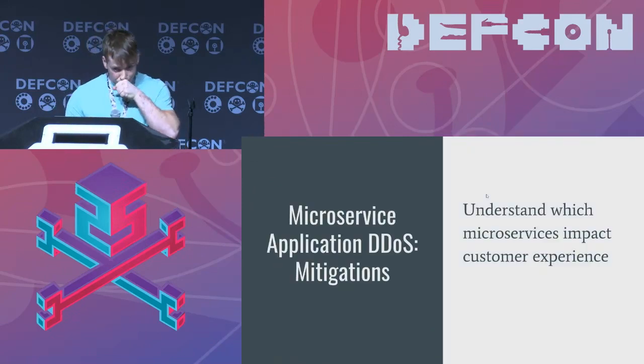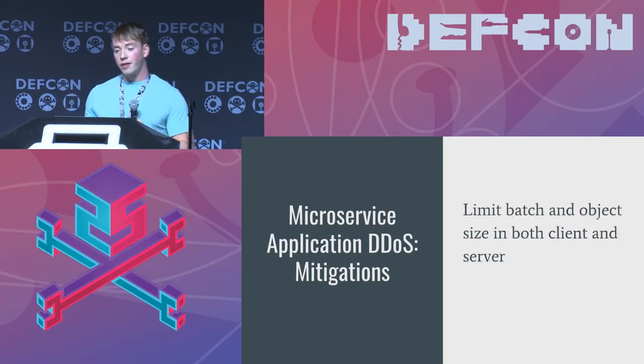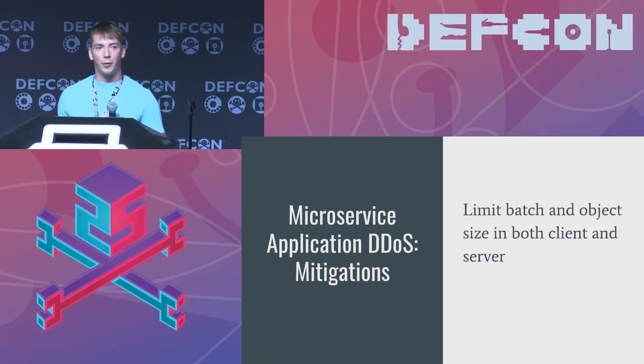So how do you defend against this and mitigate it? I think the first and most important step is really to understand what microservices impact your customer's experience, right? You need to know if you have specific services that, if they become unstable, result in a cascading system failure. And once you have a good understanding of what those are, you need to put the proper security protections in place.